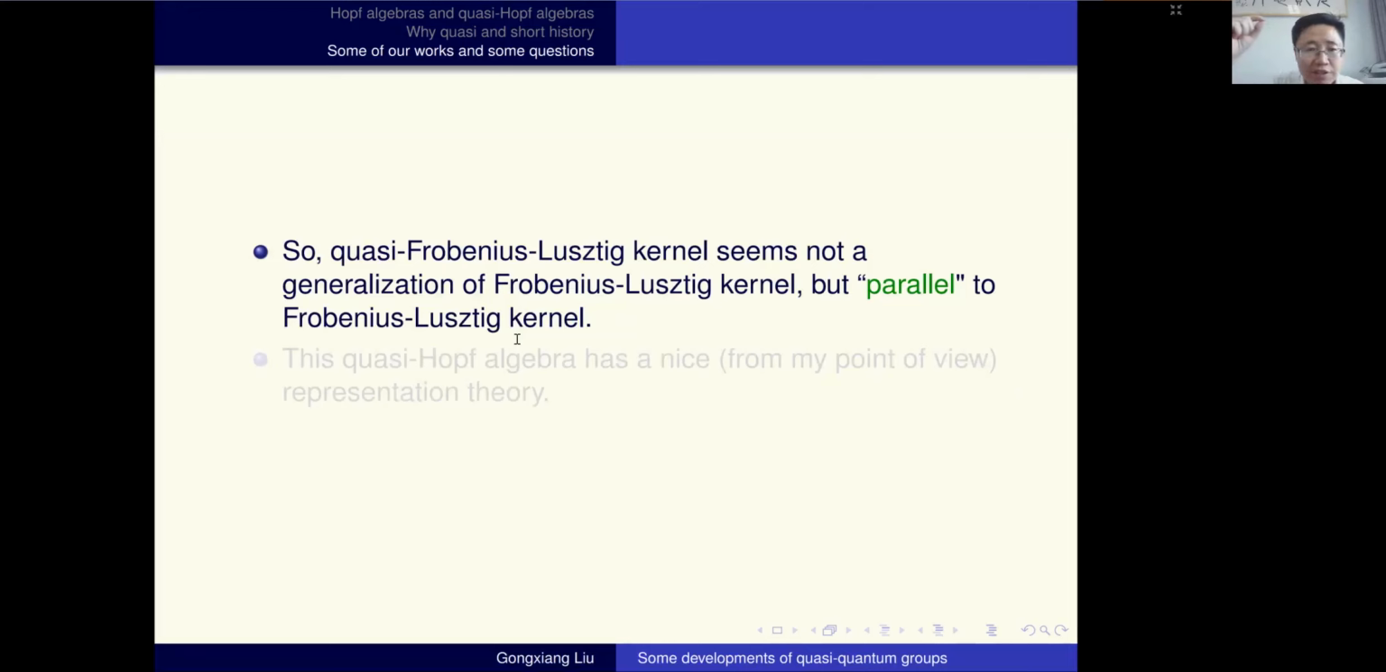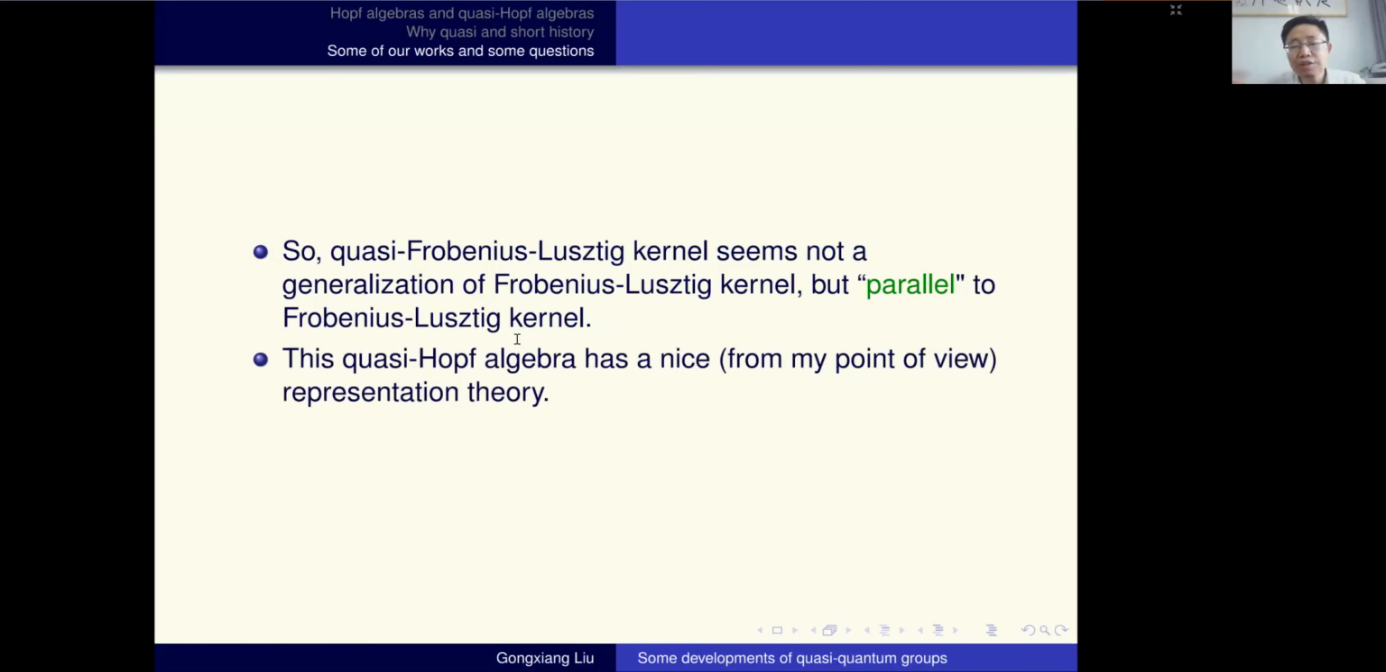So the first feeling is that the quasi-Frobenius kernel seems not a generalization of the Frobenius kernel, but maybe more parallel to the Frobenius kernel. Because n odd is the usual case, while n even you can get a new one. That's the reason it seems a parallel theory, not just a generalization. And also you can find this double has a much nicer representation theory than the usual double. Nicer, at least from my point of view. I don't want to recall the representation theory now.